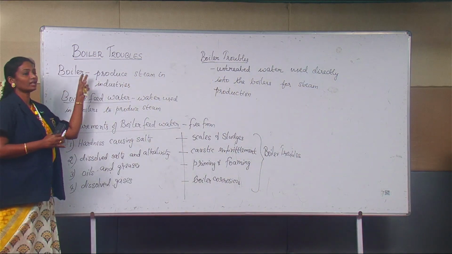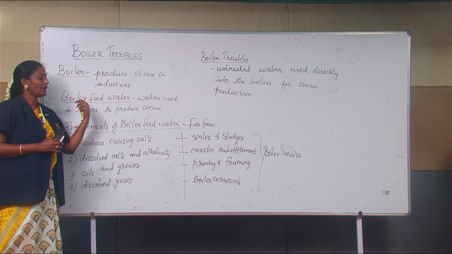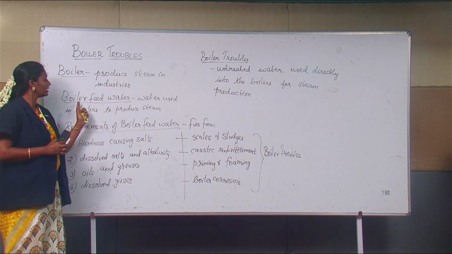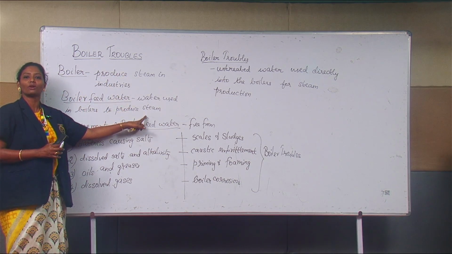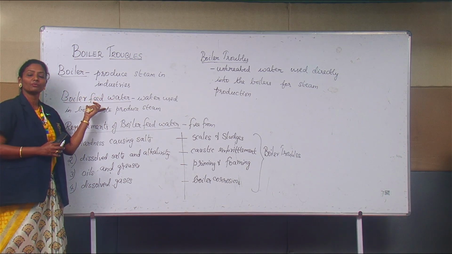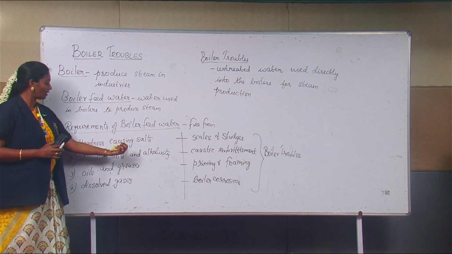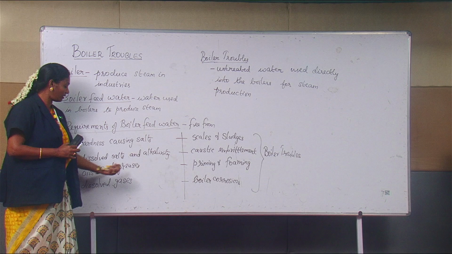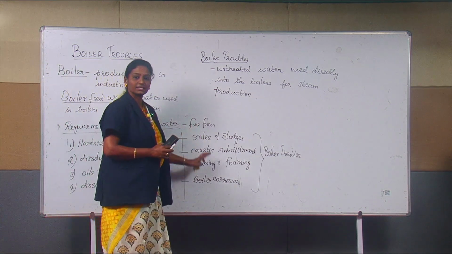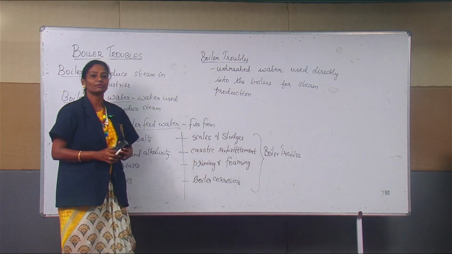So this is the introduction about boiler troubles, where we have seen what is boiler and what is the purpose of the boiler. It produces steam in industries, and boiler feed water is the water used in boilers for producing steam. And this boiler water should be free from hardness causing salts, dissolved salts, alkaline salts, oils, greases, dissolved gases. And if they are present, it would cause some disadvantages. So let us look one by one.